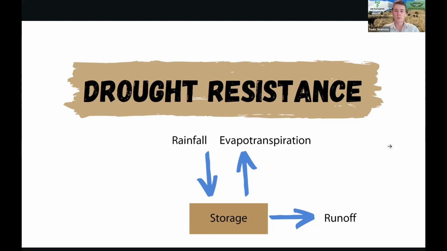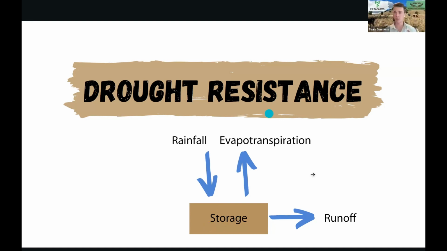And so this conversation combines the benefits of soil organic carbon to building drought resistance. And so when we look at hydrological functioning in our soil, everything comes down to this. So we get rainfall or precipitation that comes into our soil, or the storage in our soil. Now that can only leave in two ways, or three, but two ways.